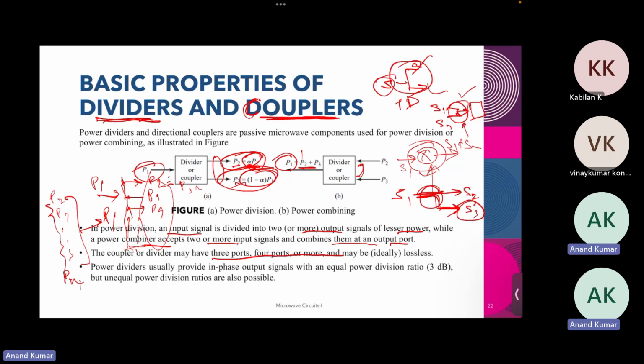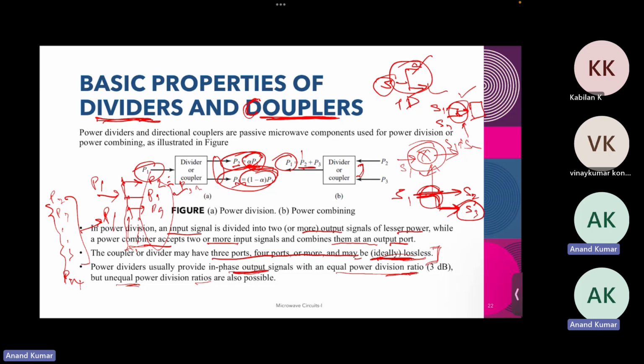So it may have three, four, or many ports, and ideally we want them to be lossless, but this might not always be true. Power dividers usually provide in-phase output signals with equal power division, but unequal is also possible. As I said, they need not be equal, but usually we make them with equal power division, and they usually give out in-phase output signals.